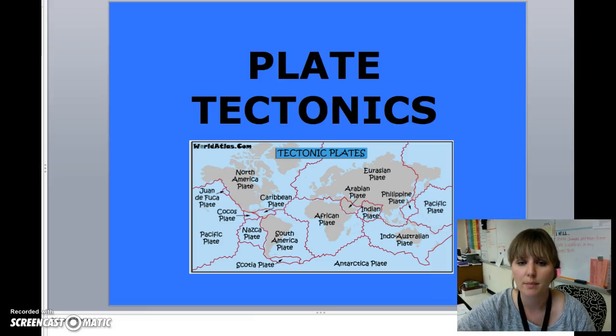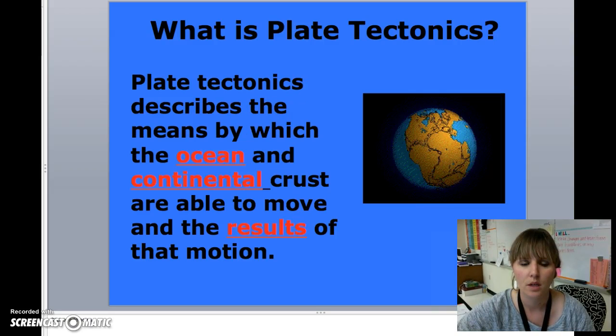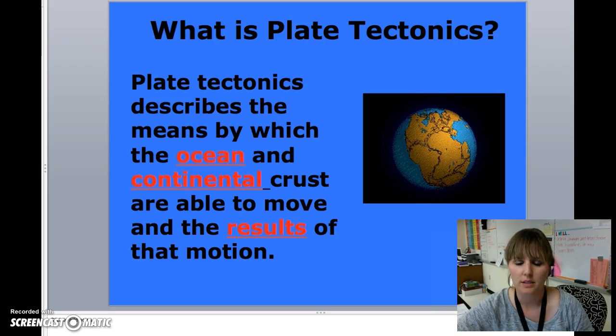Hey guys, this is Miss Dam, and today we're going to talk about plate tectonics, specifically transform and divergent boundaries. First off, what is plate tectonics?